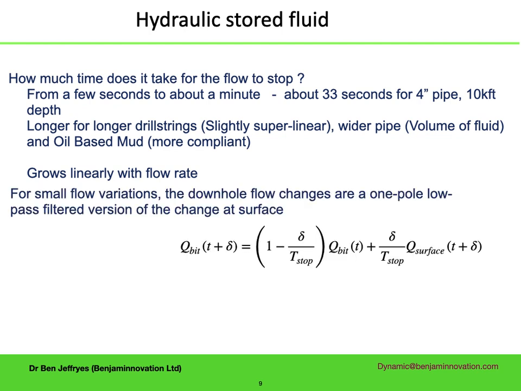If the surface flow rate is only changed a small amount, the downhole flow rate change is a low-pass filtered version of the surface flow rate change, where the filter is just a simple one-pole filter. A one-pole filter looks like this, also called a forgetting filter. At each time step, a small proportion of the downhole flow is forgotten, and the same proportion of the surface flow added in. The time constant in this is the flow stop time. This is the time that governs how fast the whole hydraulic system can respond.